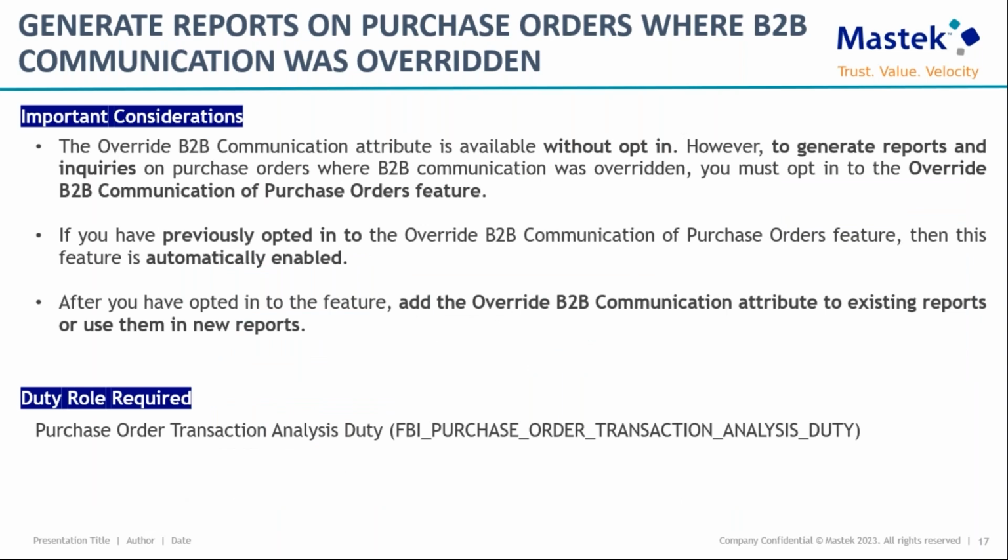The consideration that needs to be kept in mind is that this feature is already available without opt-in, but to generate a report, we need to opt in to the override B2B communication of purchase order feature. If you have previously already opted in to this feature, then this reporting part will be automatically enabled. We just need to add this part to any new report or an existing report to use it. And to use this feature, a particular duty role, purchase order transaction analysis duty, is required to generate reports.